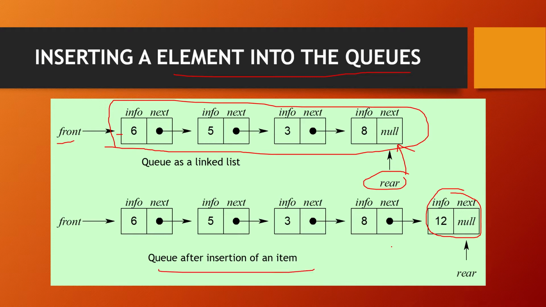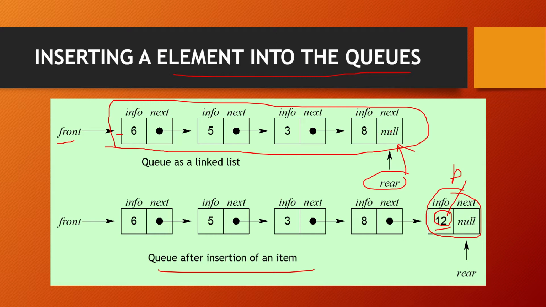So what we have to do? We call the getNode function, which provides us a new node from the available list, and we call it p. We updated the info part of this p and copied value 12 in this. Now the node pointed to by q rear, we copied the address of p into the q rear's next part.